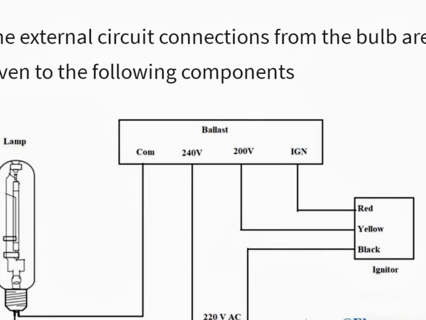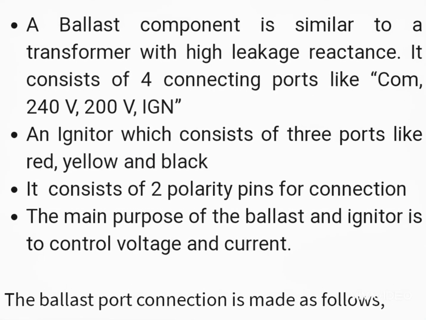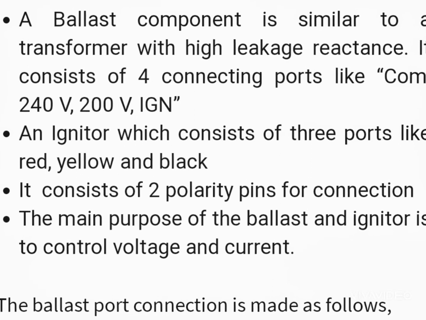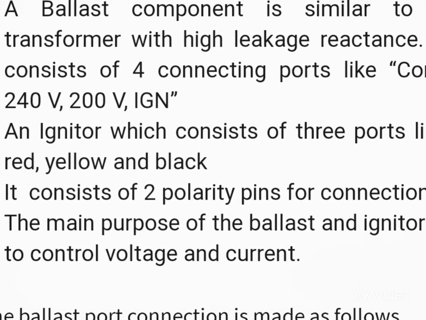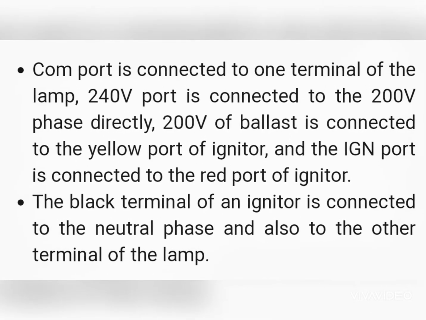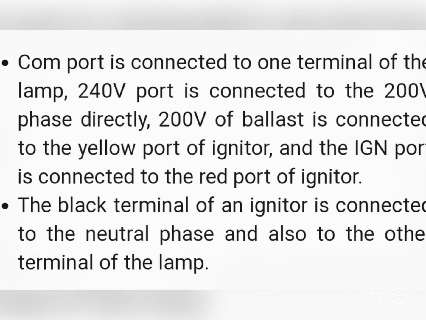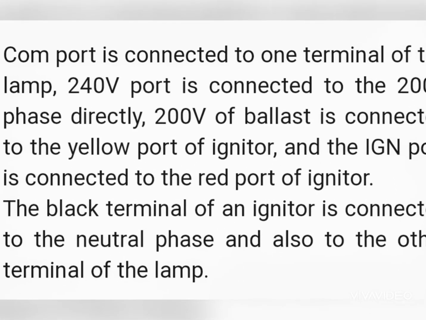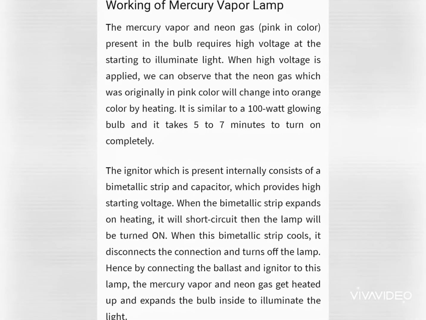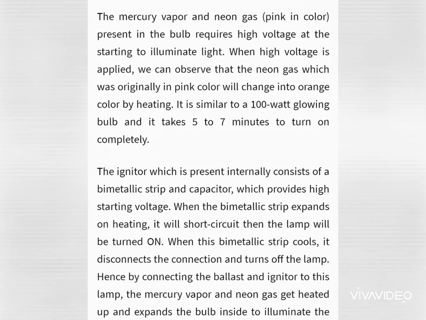And working of mercury vapor lamp is, the mercury vapor and a neon gas pink in color present in a bulb requires high voltage at the starting to illuminate light. When high voltage is applied, we can observe that the neon gas, which was originally in pink color, will change into orange color by heating. It is similar to a 100-watt glowing bulb and it takes 5 to 7 minutes to turn on completely.